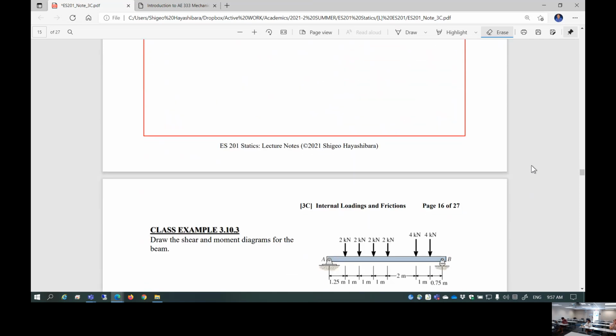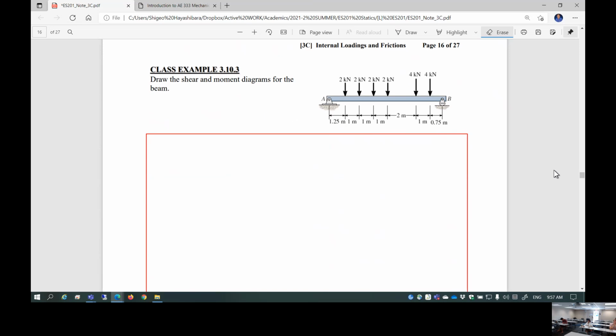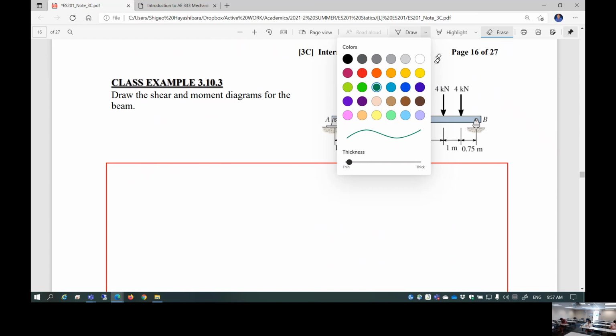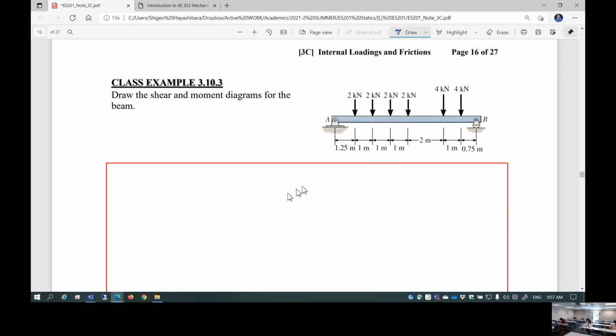Next page. Let's take a look at another example. Here we go. So it's getting more complicated. This is a simply supported beam, yet you have multiple point loads applied here, here, here, here, here, here, here. Okay, so let's just take a look. Draw the shear and moment diagrams for the beam. It looks like 1, 2, 3, 4, 5, 6 point loads applied at various locations. It's an obnoxious problem. I don't like it, but you have to handle it.